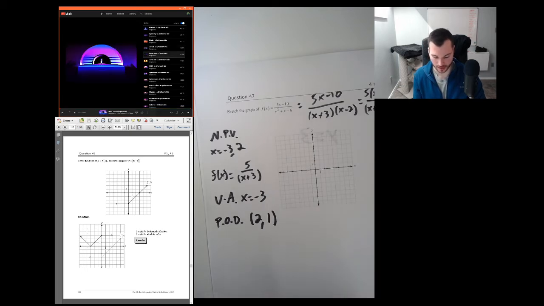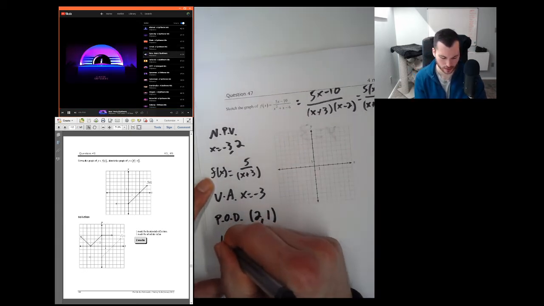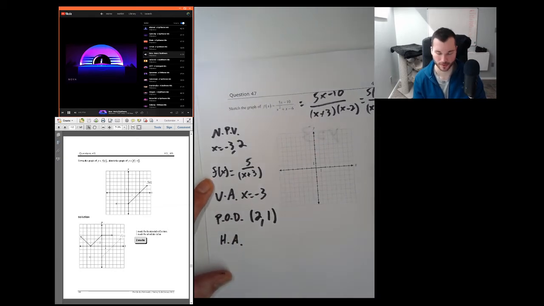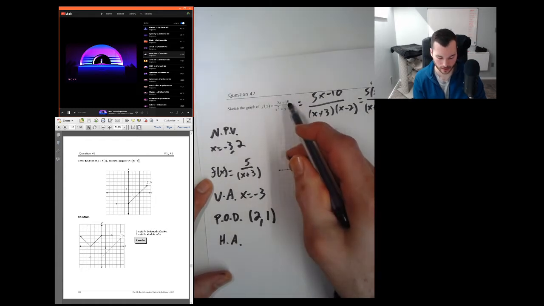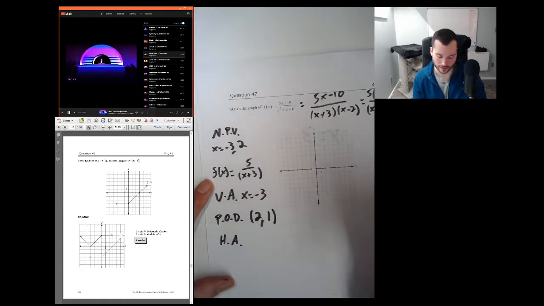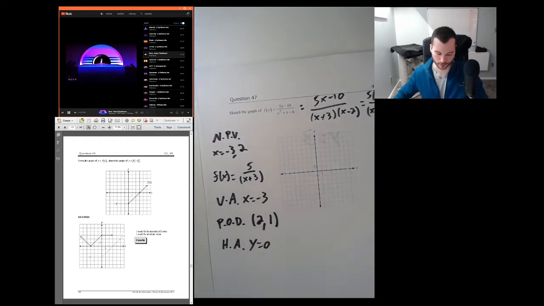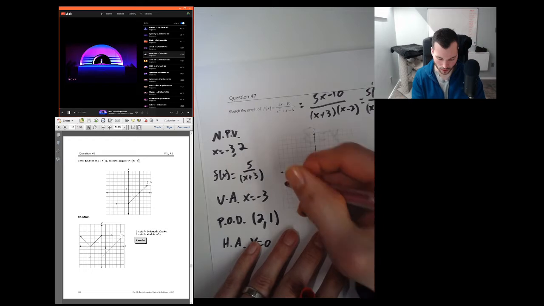So a couple things already that I can do on my graph. Oh, and I can do a horizontal asymptote, HA. We can get our horizontal asymptotes pretty much anywhere that we want, but we're going to see that the degree on the bottom is bigger than the degree on the top. We can do that in our simplified function as well, but we're going to see that one is equal to 0. So let's put that on our graph.